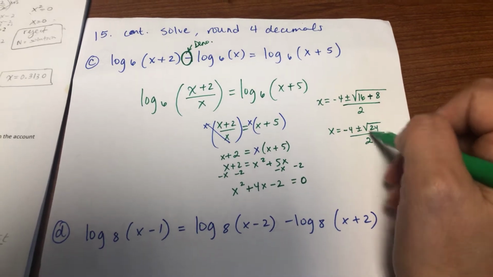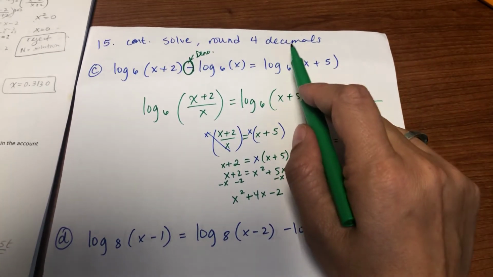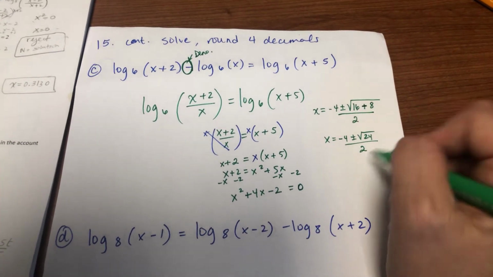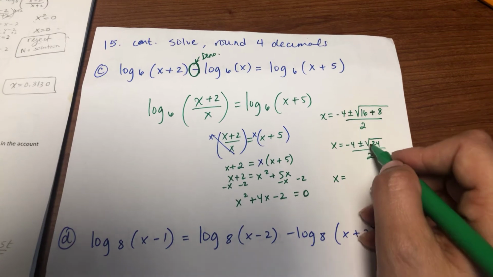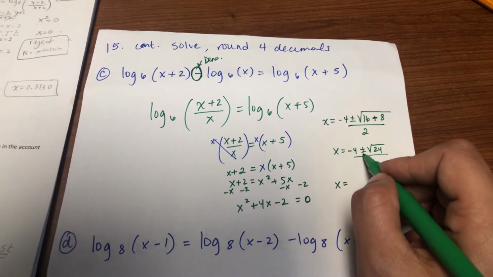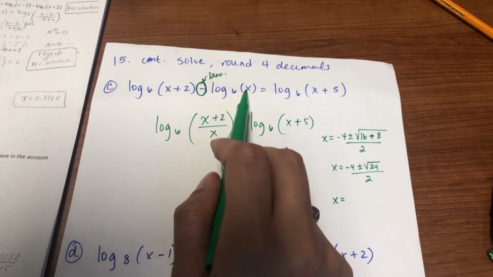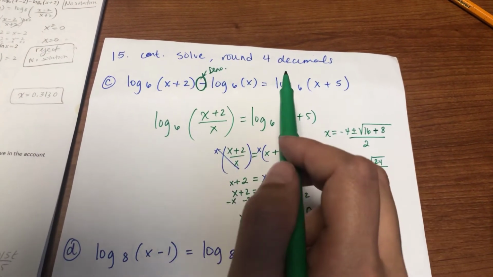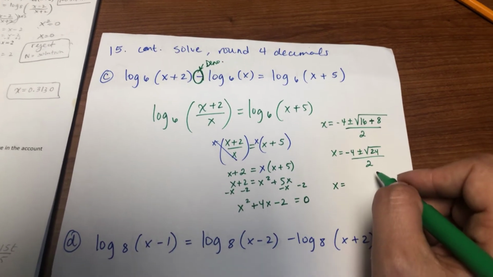Now, normally I would say, okay, pause here, simplify that off to the side, but since it says you're allowed to round your answer, we just now have to think about it as x equals negative 4 plus the square root of 24 over 2. And you might be thinking, but what happened to the minus? Negative 4 minus anything divided by a positive is going to give me a negative. And remember, you can't have a negative inside a log. So that's going to get rejected. So all we really have to do is calculate the positive version.